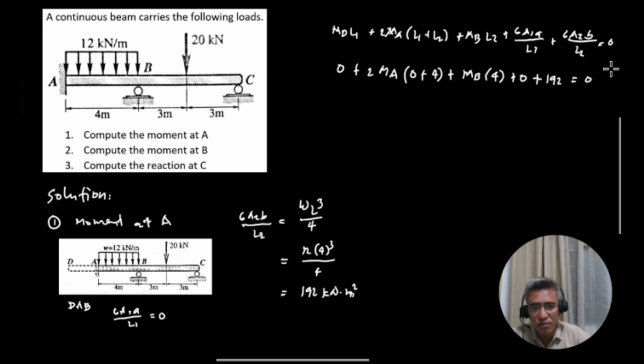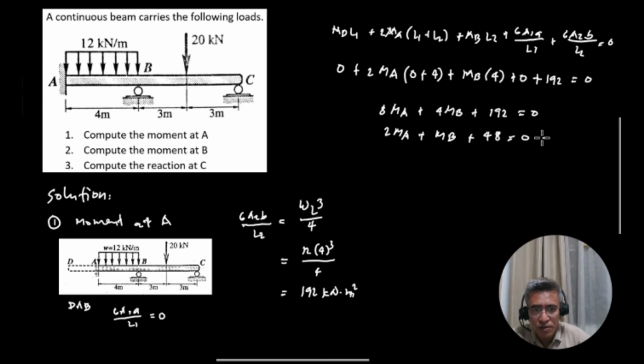192, and equate that to 0. So 2 times 4, that's 8 MA plus 4 MB plus 192, and equate that to 0. And divide everything by 4. So this is 2 MA plus MB plus 48, and equal to 0. And this is equation 1.